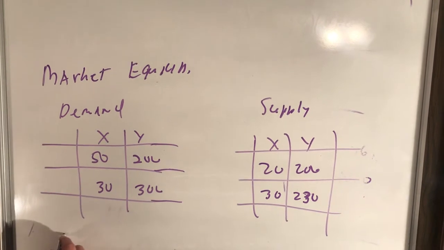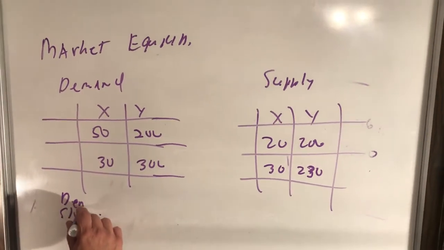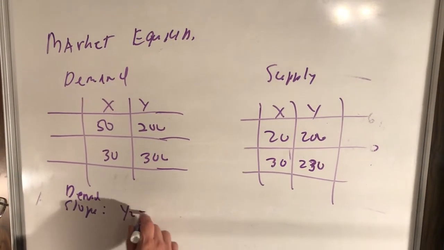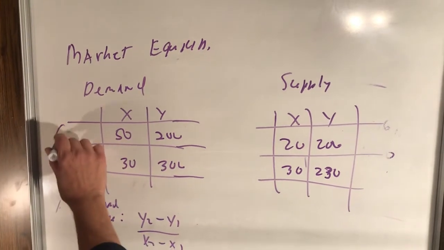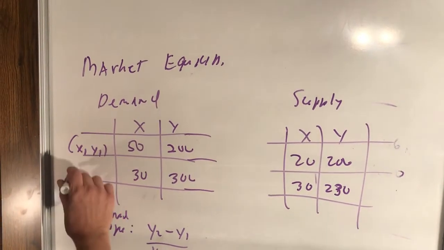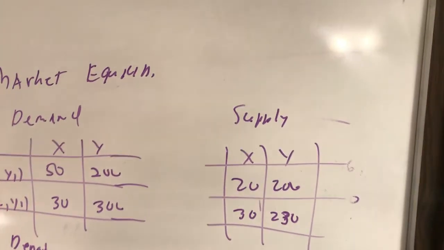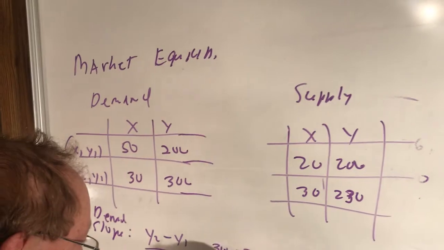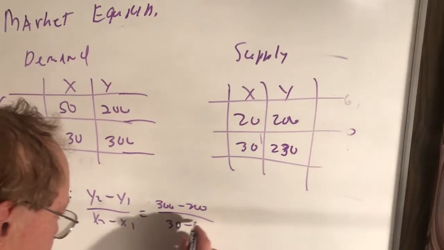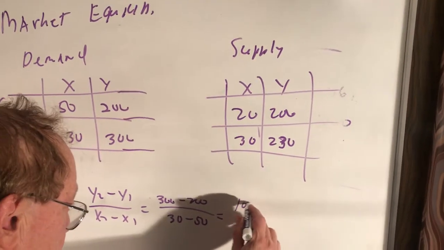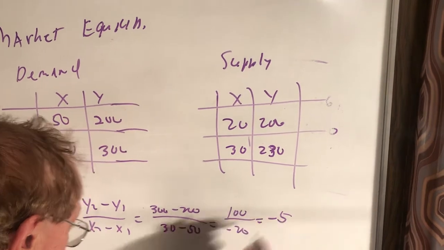So you want to find your slope. This is going to be linear. Your demand slope is y2 minus y1 over x2 minus x1. We can call this x1, y1, x2, y2. So 300 minus 200 over 30 minus 50 is 100 over minus 20, or minus 5.